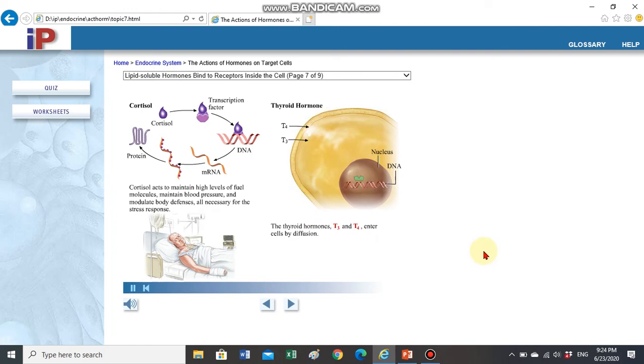Nearly all body cells have thyroid hormone receptors and require thyroid hormone for normal function. Some of the many effects of thyroid hormone are listed. Thyroid hormone is the main regulator of metabolic rate in the body.